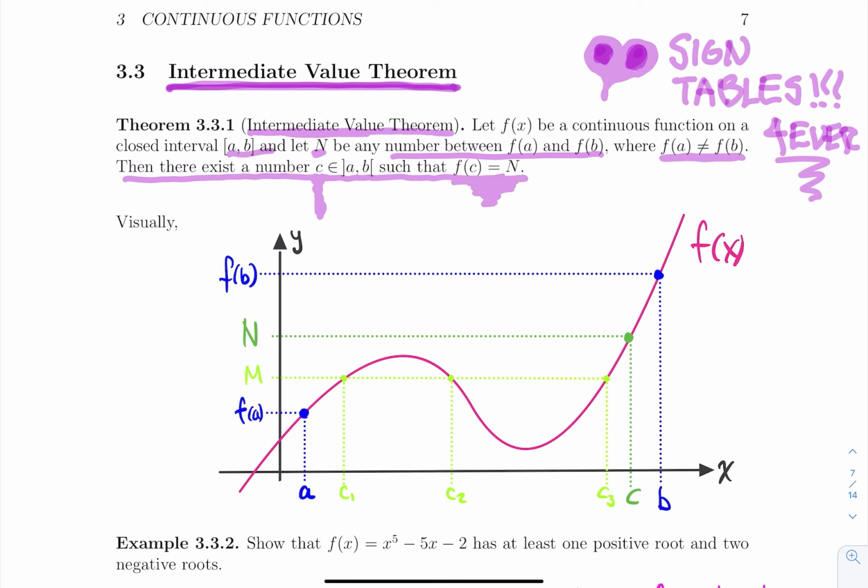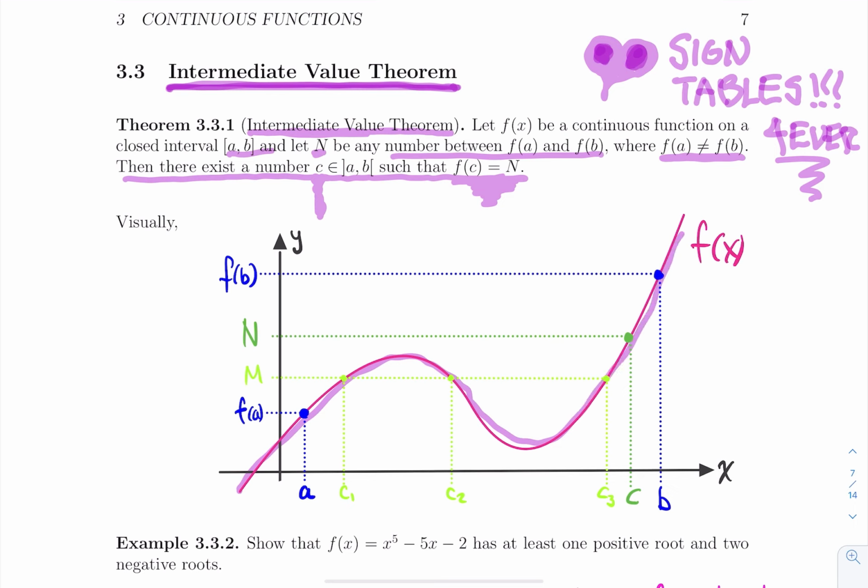You cannot skip over any number because, of course, if your function is continuous, you need to draw it from that lower value to that upper value without skipping any of those values. So the intermediate value theorem should absolutely be intuitive. And here's an example visually of what I mean by this.